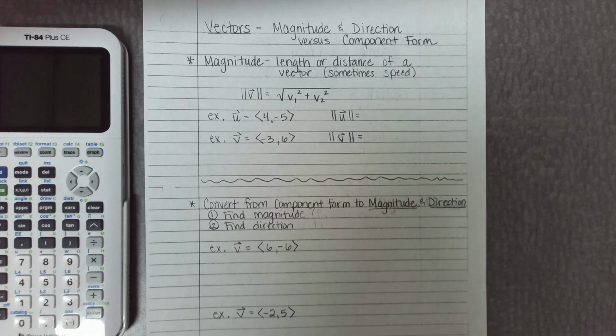So there are two different ways that you can write a vector. You can write it in magnitude and direction form, or you can write it in component form. So we're going to practice now converting back and forth between those two forms. But before we can do that, let's talk about what magnitude is.